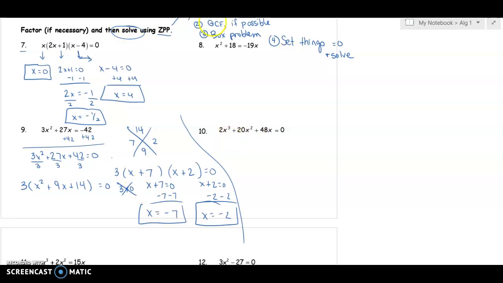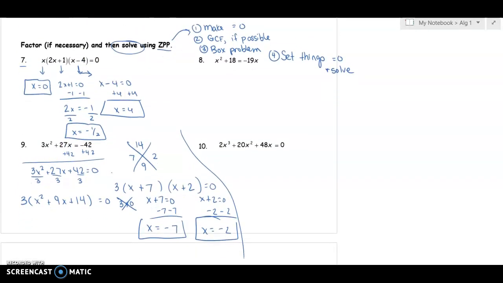Number 10 is equal to 0, so we don't have to worry about moving anything around. GCF. If you notice, they all are divisible by 2, so 2 is definitely part of our GCF. They also all have an x in common, so we're going to take the smallest exponent, which would be x to the first. All right, so it's 2x.